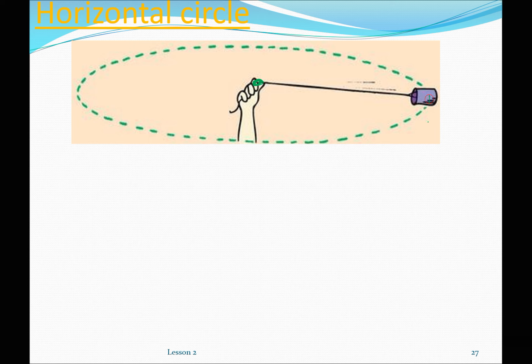Remember, the weight of the object acts vertically downwards. So the only force which is pointing towards the center is going to be the tension. This is the only force which is going to provide the centripetal force. So for an object moving in a horizontal plane, we can't talk about any other position because it is always in the horizontal at all points. Therefore, the weight is always acting vertically downwards, and the tension is always acting towards the center because it is moving in a horizontal plane. So it means the centripetal force, mv squared over r, will always be equal to the tension in the horizontal plane.